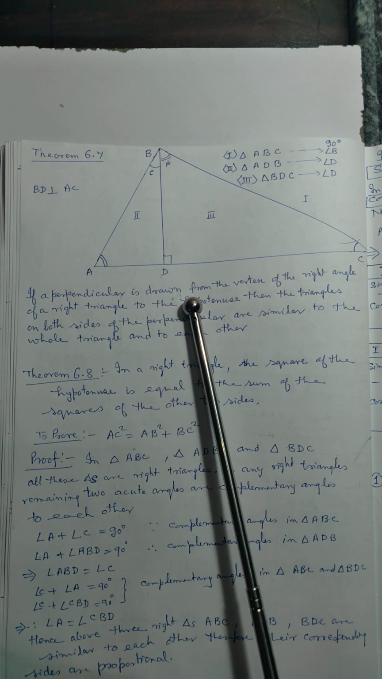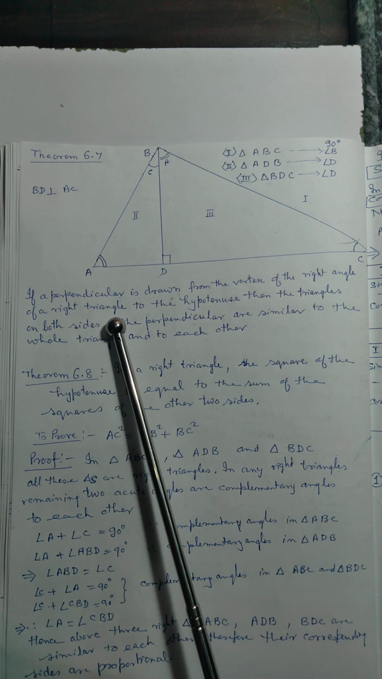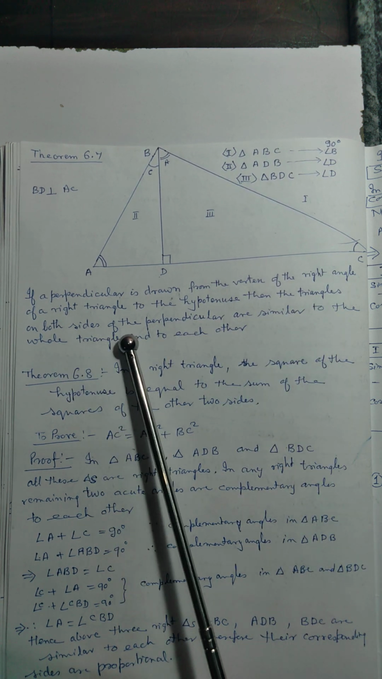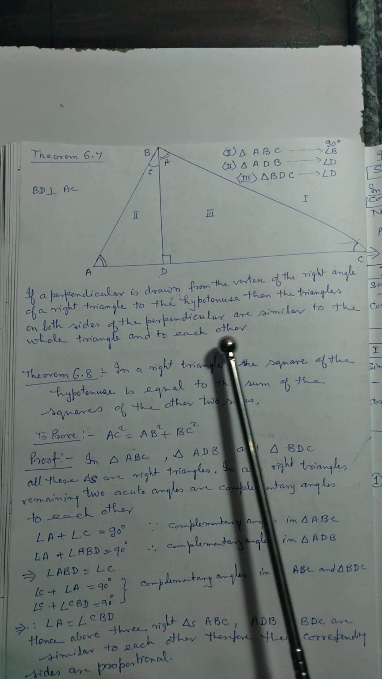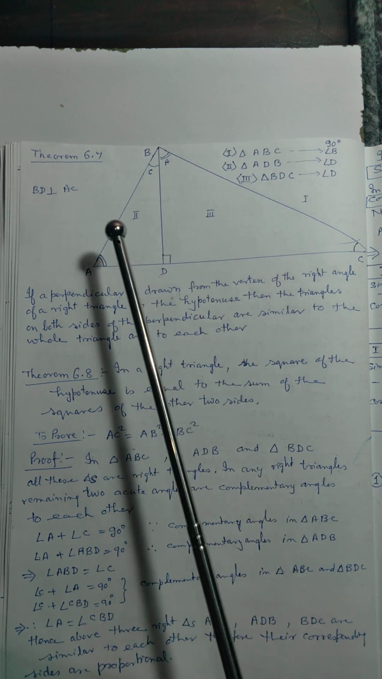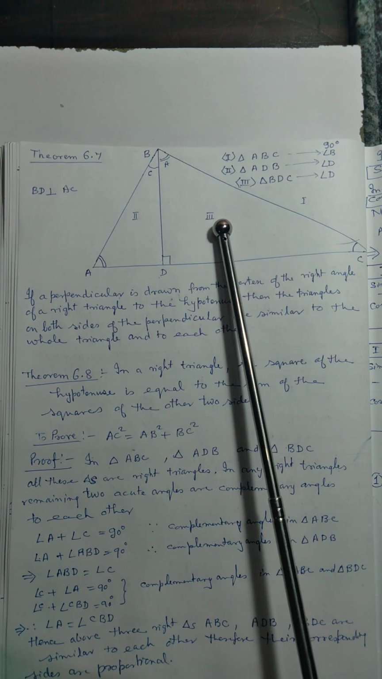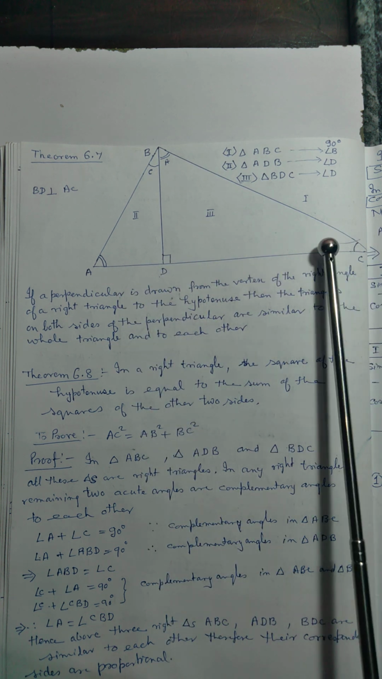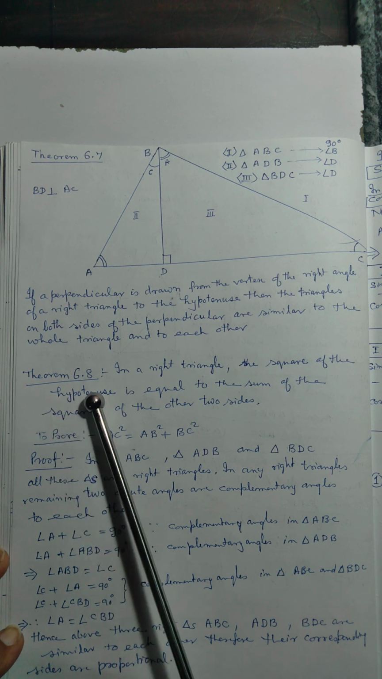If a perpendicular is drawn from the vertex of the right angle of a right triangle to the hypotenuse, then the triangles on both the sides of the perpendicular are similar to the whole triangle and to each other. Means there are three triangles, that is first, second and third. So these three triangles are similar to each other. Now proceed to the question, theorem number 6.8.